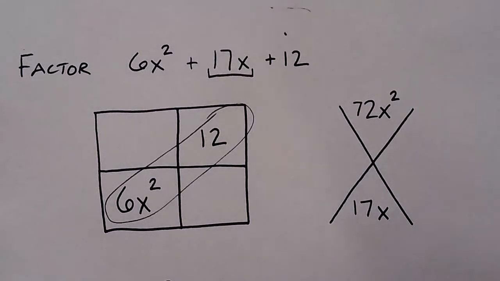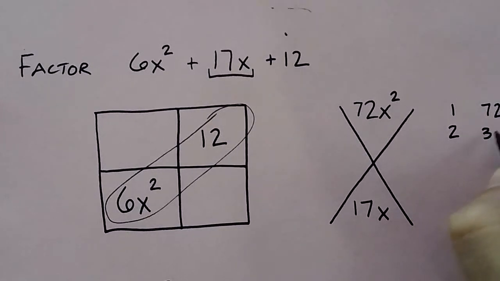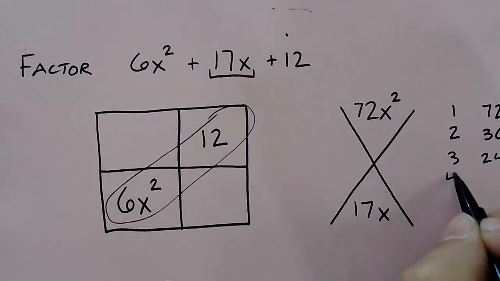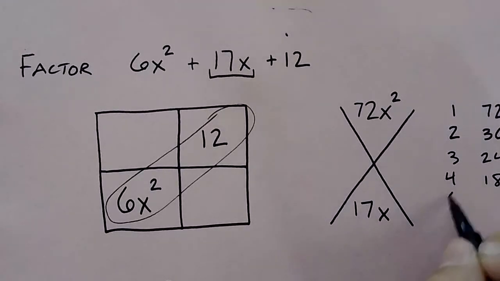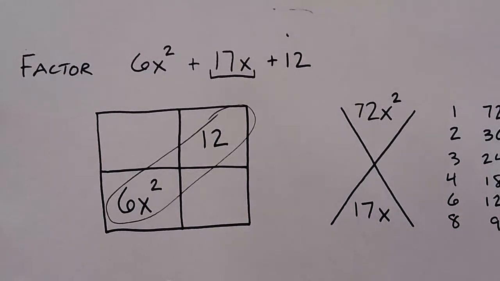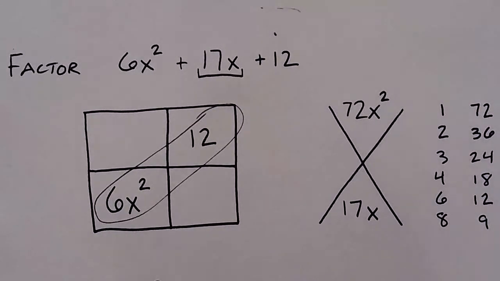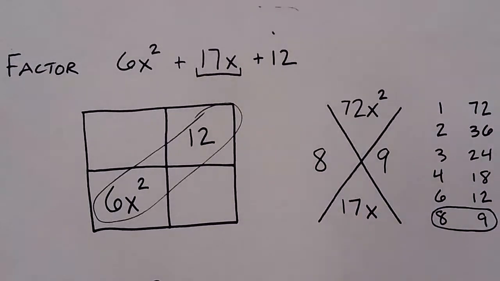Let's list our factors of 72. 1 and 72, 2 and 36, 3 and 24, 4 and 18, 6 and 12, 8 and 9. I could continue here. However, I'm going to begin to repeat my factors, so I can stop at 8 and 9. Out of these factors, 8 and 9 add to 17. So I'm going to put an 8 here, a 9 here, and they'll both get an x.